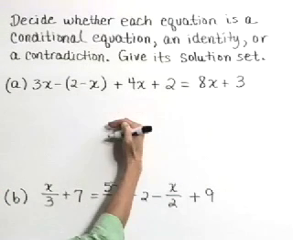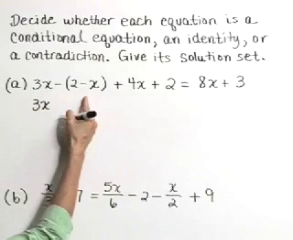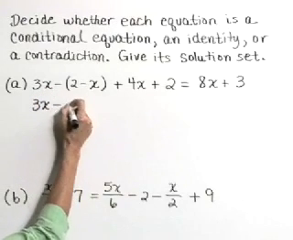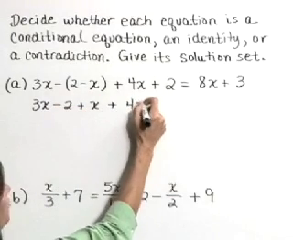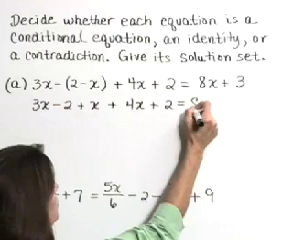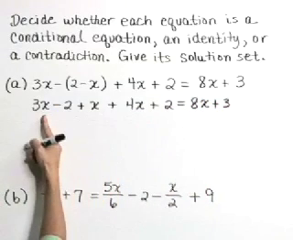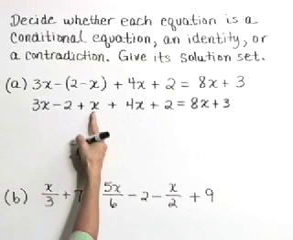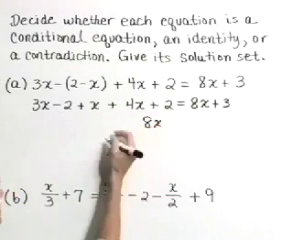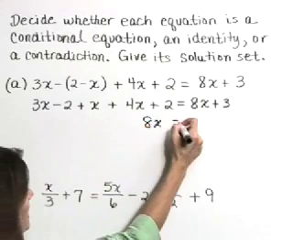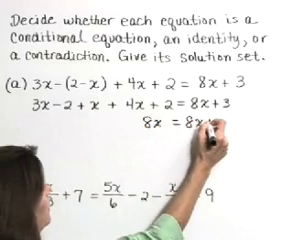Now let's go through the process of solving this equation. I'm going to start with the distributive property here, so this becomes 3x minus 2 plus x plus 4x plus 2 is equal to 8x plus 3. Combining like terms on the left, 3x plus x is 4x, plus 4x is 8x. Negative 2 and positive 2 cancel. So we have 8x is equal to 8x plus 3.